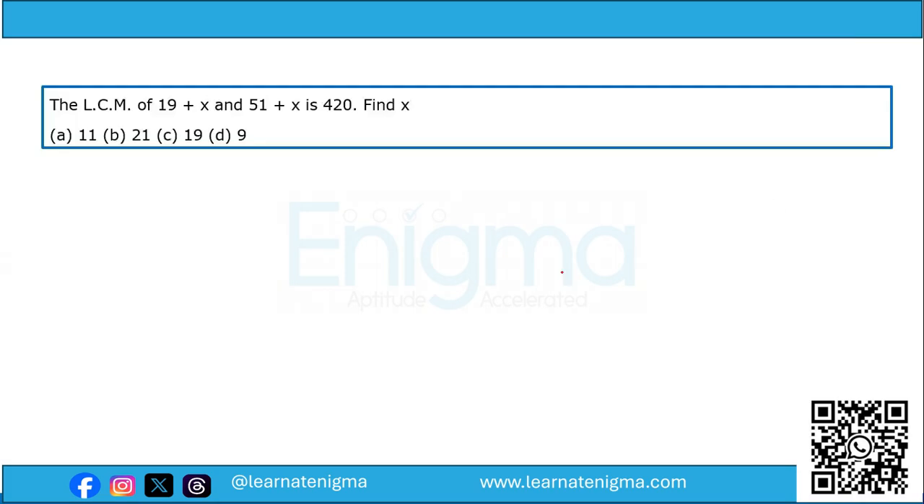The LCM of 19 plus x and 51 plus x is 420. Find x. Now this question needs to be done by options. Let's check the first option.